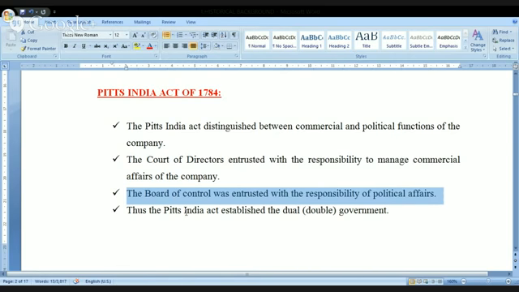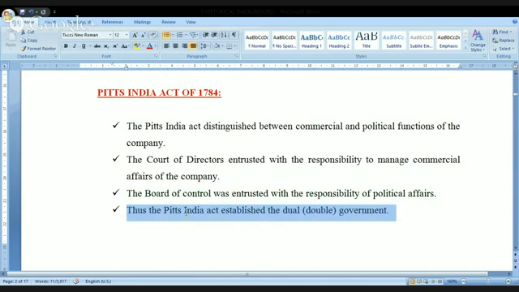Thus, for the first time, we can use this word, a dual government was established in India. So the Pitt's India Act established the dual government in India. If you want to read the points, you can read them for a moment. Right. Kindly remember the sequence again: 1773, 1784.